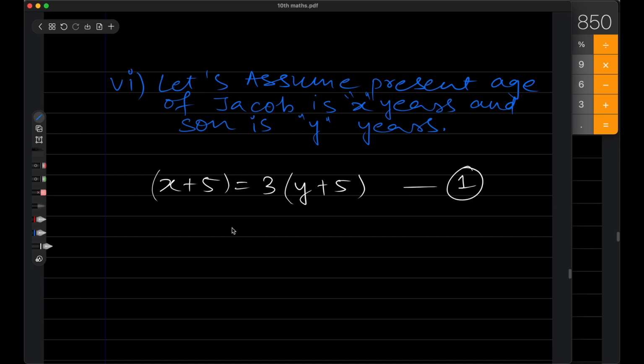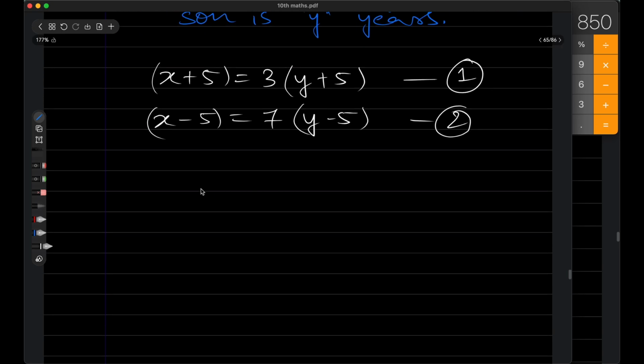This is the first equation. And 5 years ago, present age is X, so 5 years ago the ages will be X minus 5 and Y minus 5. 5 years ago the age of Jacob was 7 times his son's. Age of Jacob is more, so we multiply on the side of his son. We got two equations. Now simplify the equations.